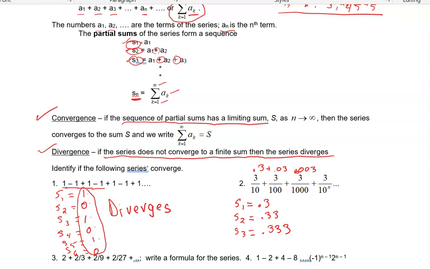Okay, so what we can see here now is if I go to the fourth term, we could all probably anticipate that being 0.3333. We get another decimal with a 3. What this is telling us is this would be converging to a sum of 1/3. Okay, so that one converges.